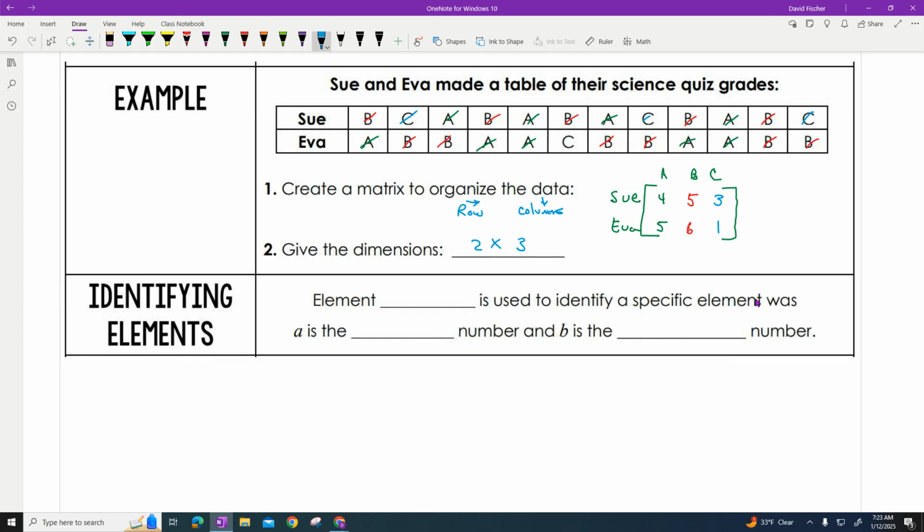Now, elements. These individual numbers in here are all called elements. To refer to or identify these elements, we usually put an X and then the specific place for it. We're going to put an A and a little sub B down here. This will make sense when we start identifying them. I want to know what number is in the A and the B position. The A, again, is the rows.